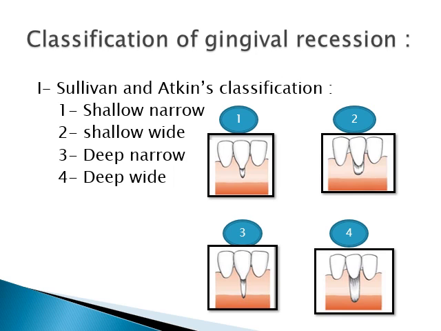Before discussing the techniques for gingival augmentation coronal to recession, we have to first discuss the classification of gingival recession. We have a simple classification by Sullivan and Atkins. One, the recession is shallow and narrow. Second, the recession is shallow and wide. Third, the recession is deep and narrow. Fourth, the recession is deep and wide.